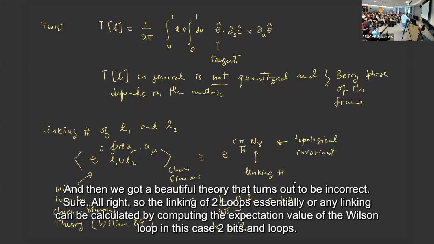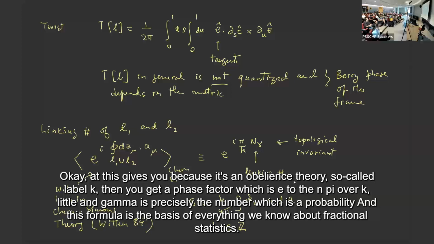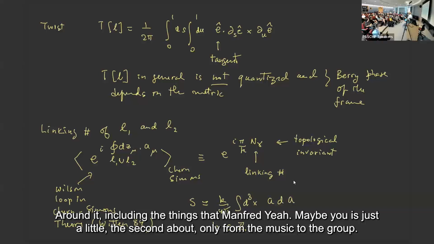All right, so the linking of two loops, essentially, or any linking can be calculated by computing the expectation value of the Wilson loop, in this case, two Wilson loops. So I put the union of the two loops here in this Chern-Simons theory. Okay, and this gives you, because it's an abelian theory at so-called level k, a phase factor which is e to the i pi over k, k being the level. And n gamma is precisely the linking number, which is a topological invariant. And this formula is the basis of everything we know about fractional statistics for abelian systems, including the things that Manfred discussed yesterday.